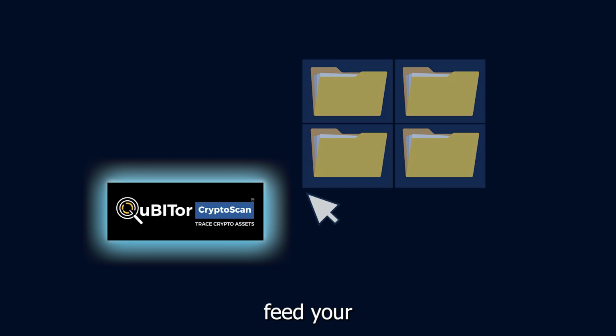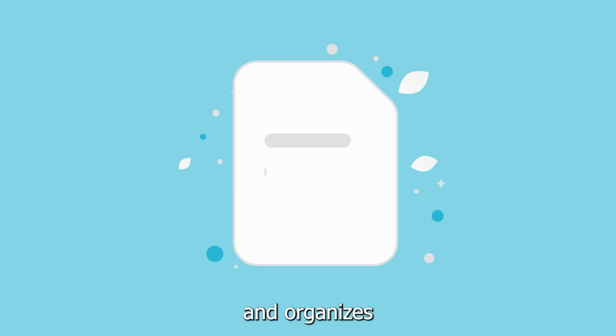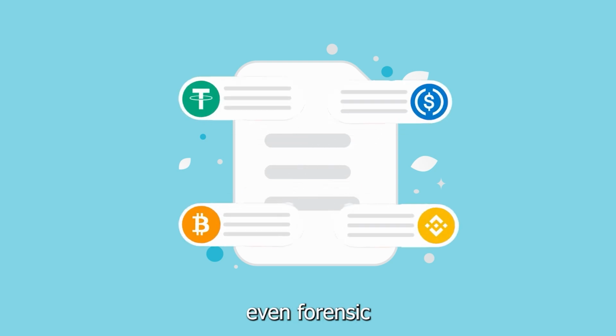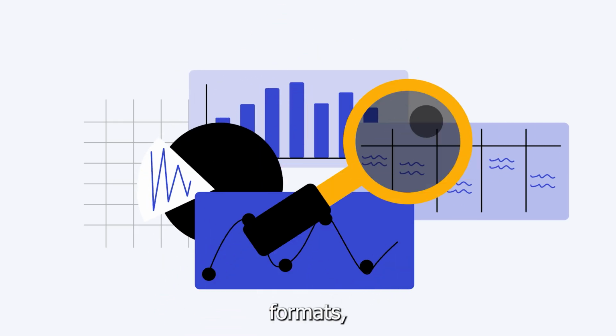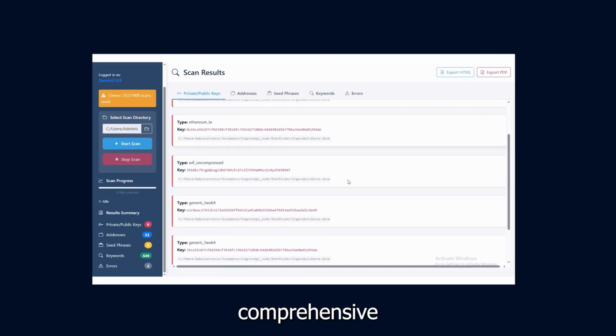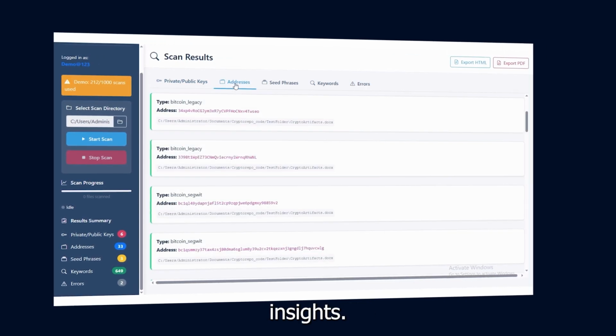Now simply feed your evidence folder into Cryptoscan. Watch as it discovers and organizes critical crypto data from documents, even forensic image files. From everyday files to complex forensic formats, this tool dives deep into your evidence, delivering comprehensive reports to give you a clear direction and actionable insights.